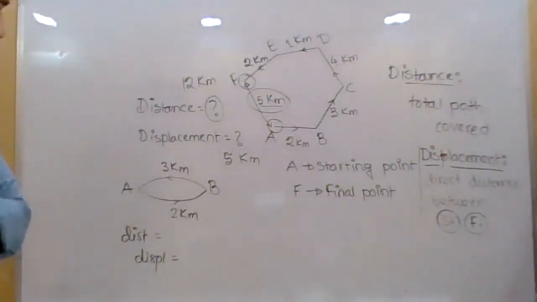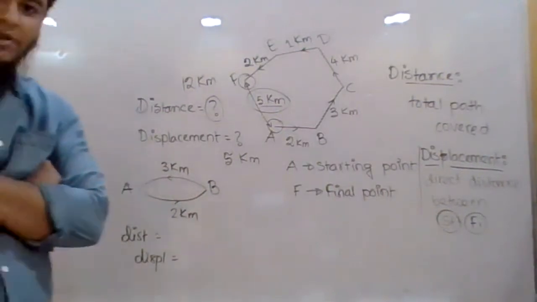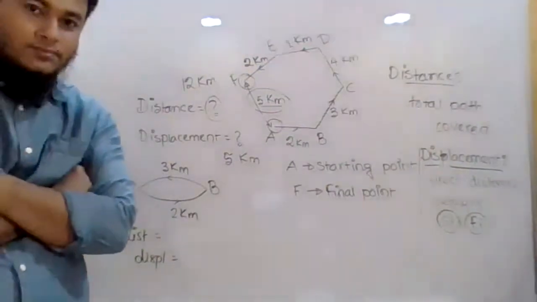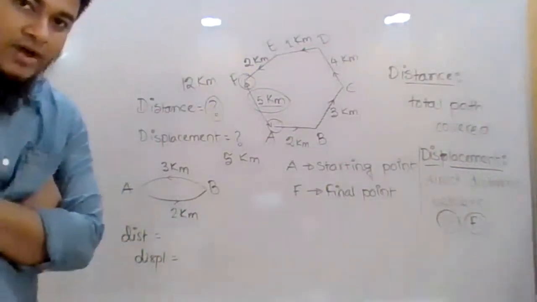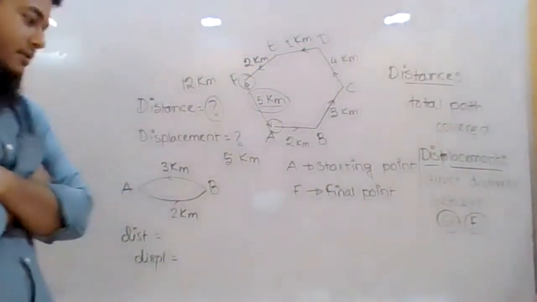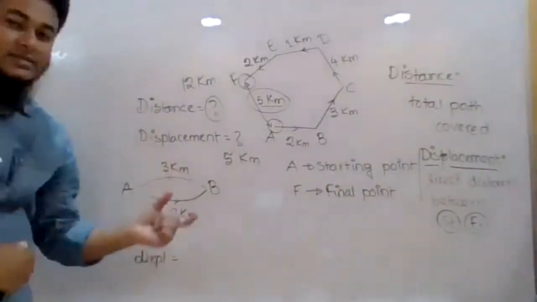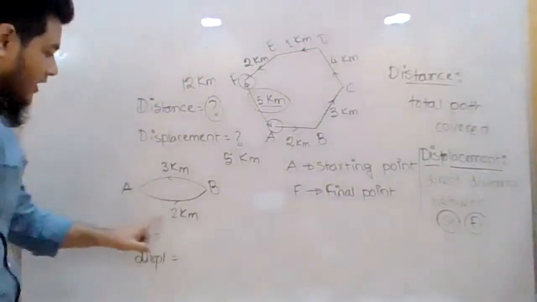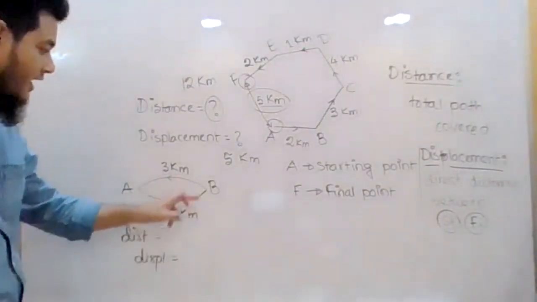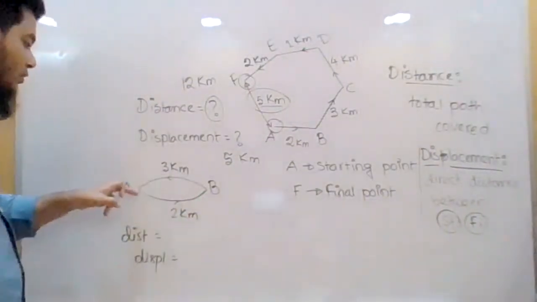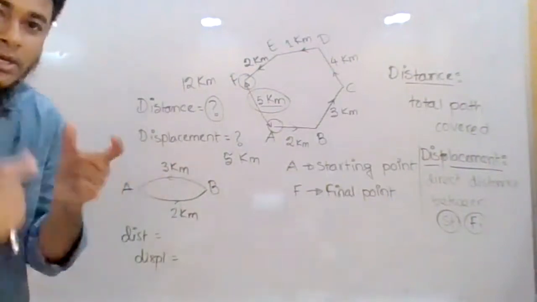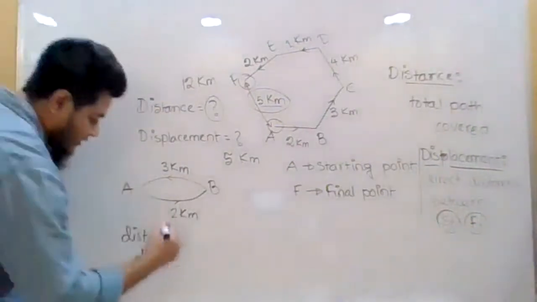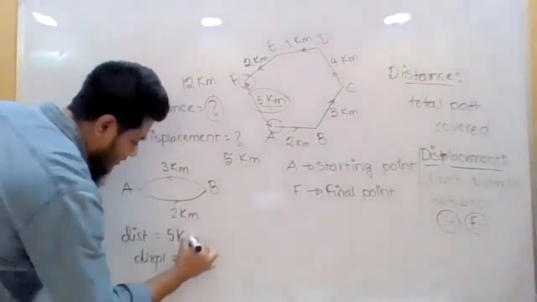2 kilometers. Anybody else? 2 kilometers. Five kilometers. Distance is the total path covered. So when he went from A to B, he covered 2 kilometers. And again, when he came back from B to A, he covered 3. What is the total? 5. Distance will be 5 kilometers here.